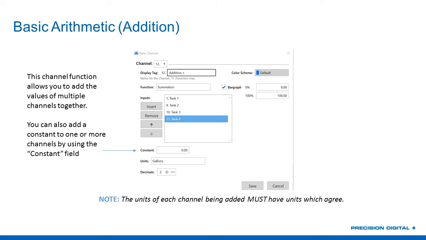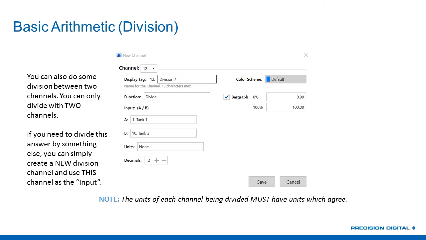And the last thing I want to mention here is that the units of each channel that you're going to add together must agree. That makes sense, right? You can't really add gallons and liters without doing some sort of conversion. And although the ConsoliDator can do unit conversions for you, it's not going to in a simple math function like this. So what about some other math functions we can do?